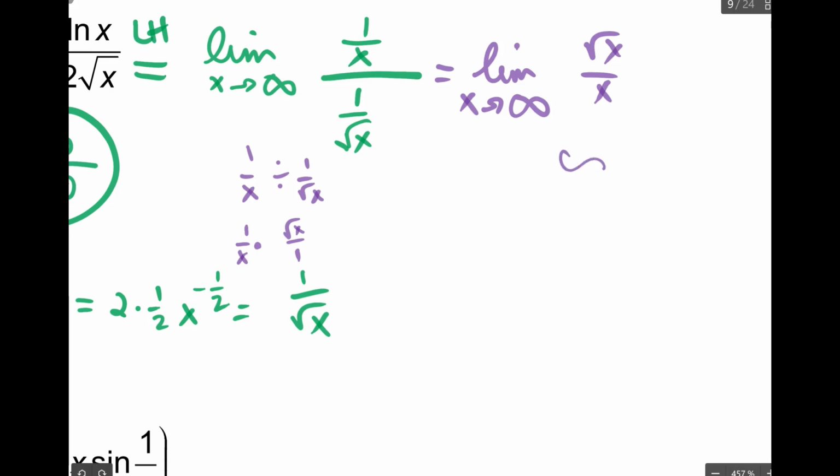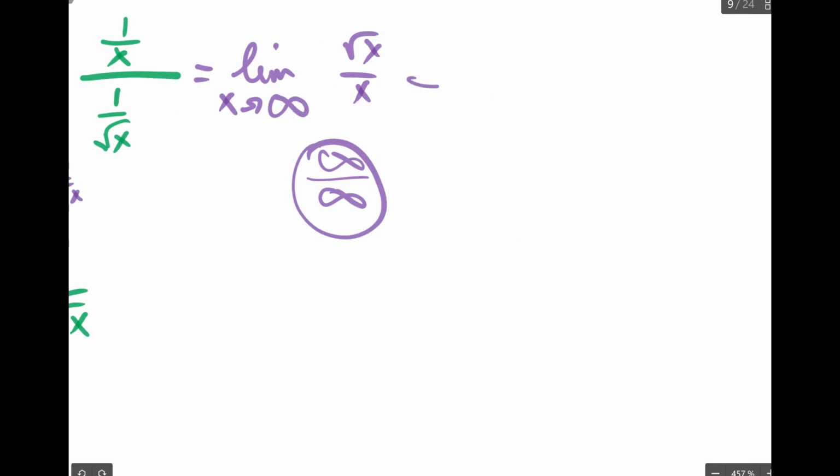We're still infinity over infinity. Dang it. Okay, so now let's take another derivative. What's the derivative of the bottom? 1, right? Okay, cool. So what's the derivative of the top? It'd be 1 over 2 square root of x. 1 over 2 root x.